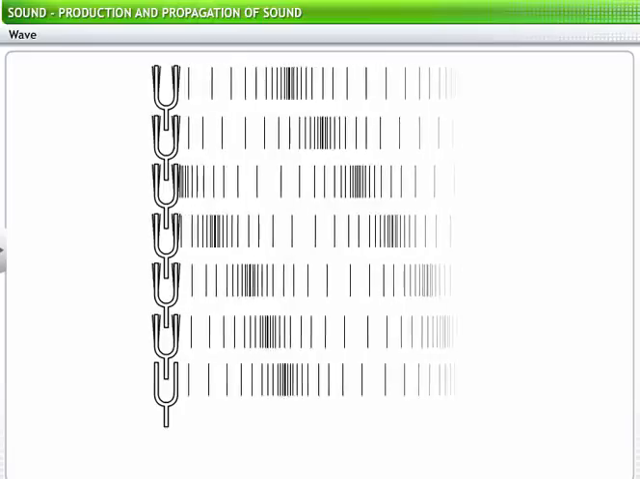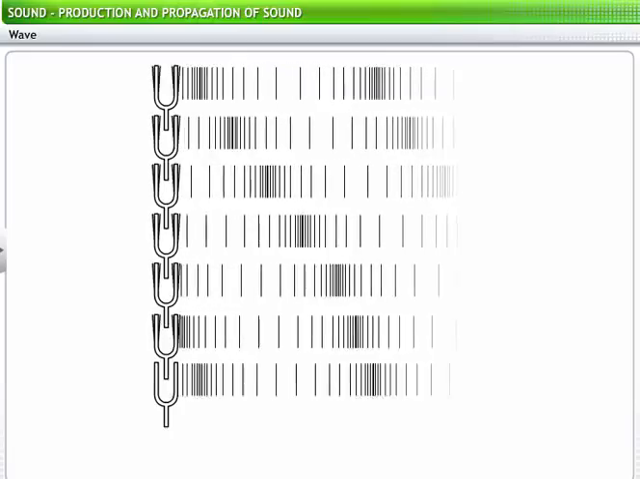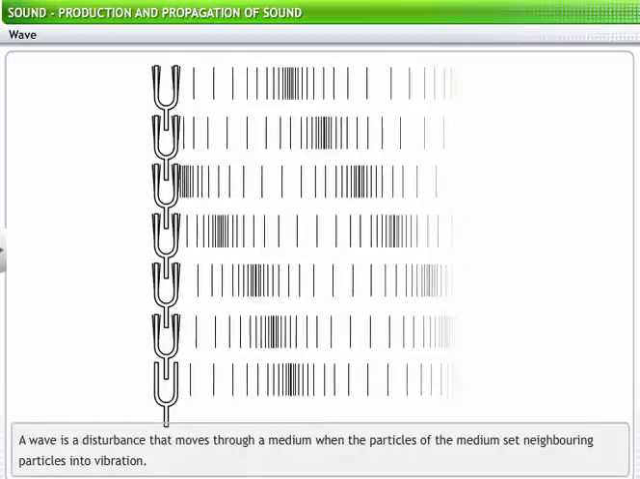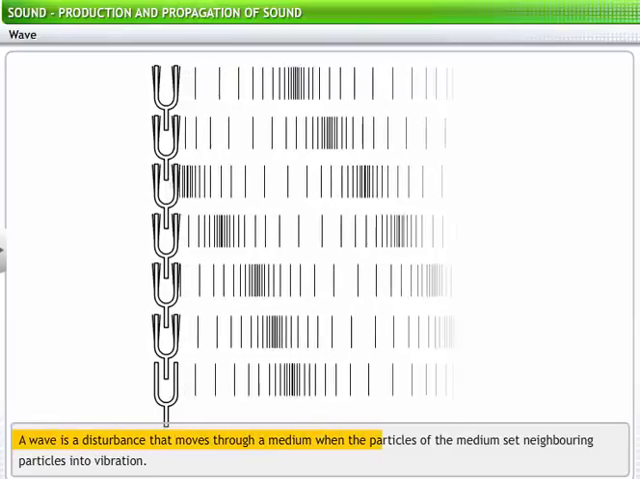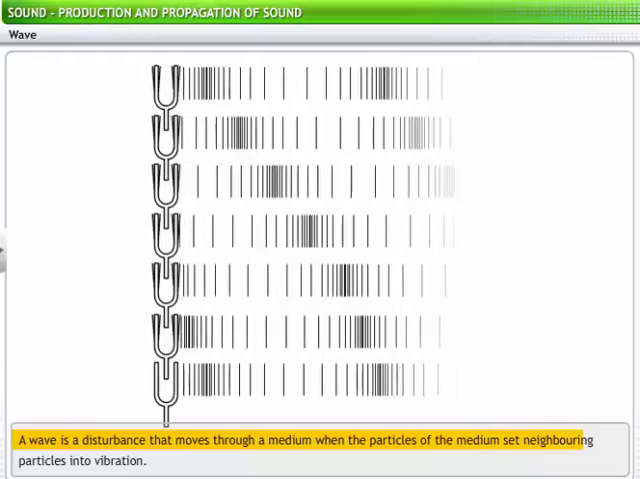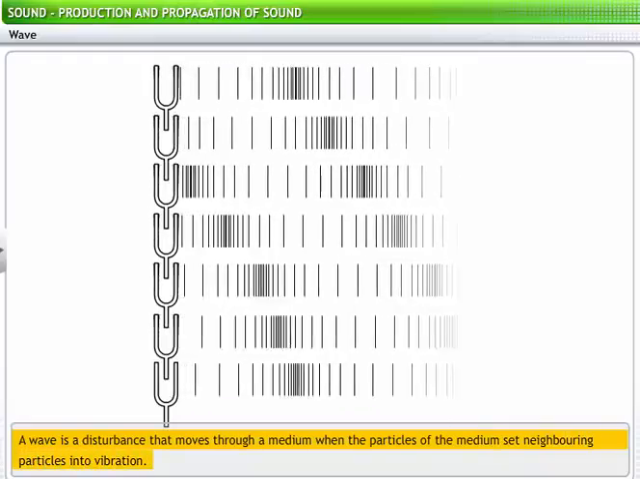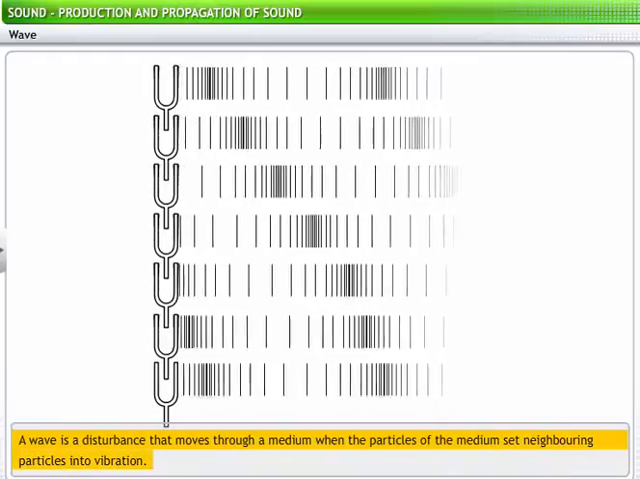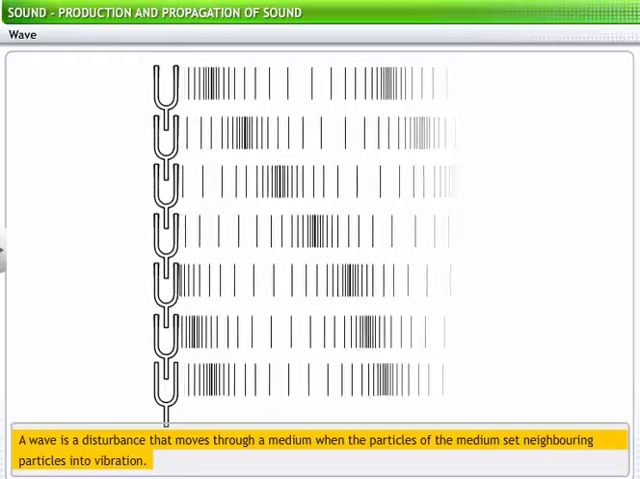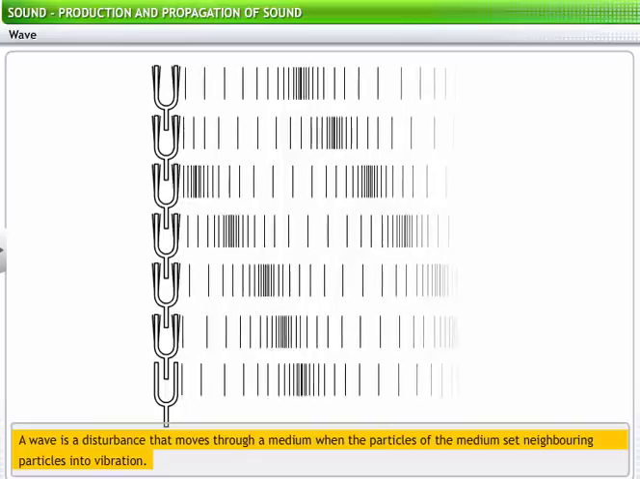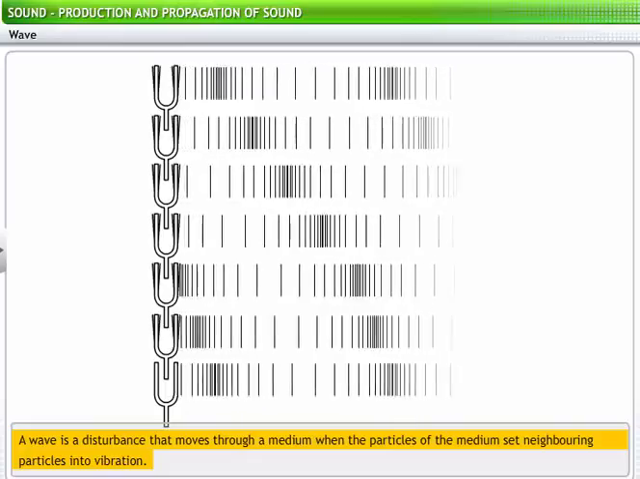This kind of a disturbance is called a wave. In other words, a wave is a disturbance that moves through a medium when the particles of the medium set neighboring particles into vibration. Therefore, we visualize sound in the form of waves. Air is the most common medium through which sound propagates.